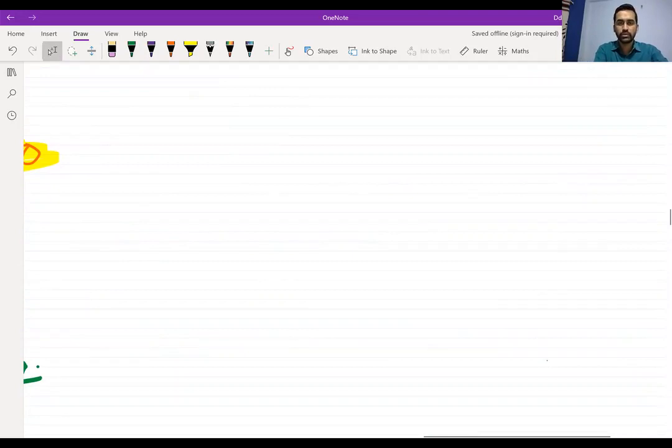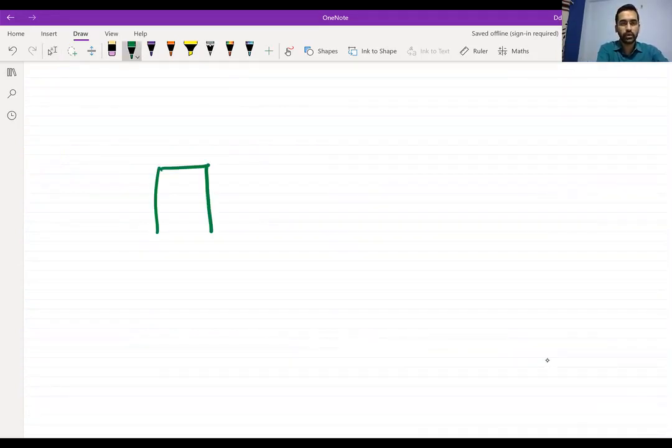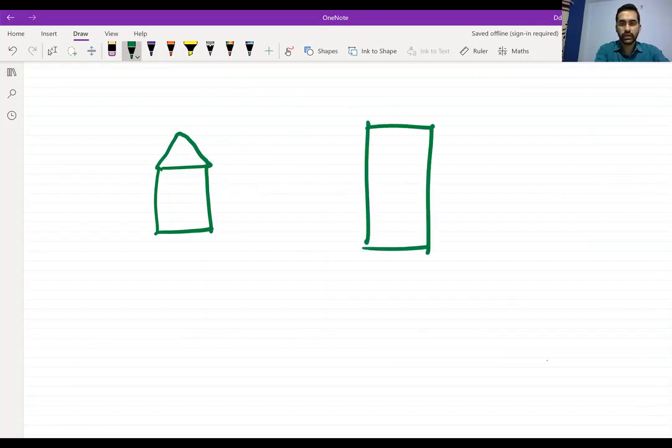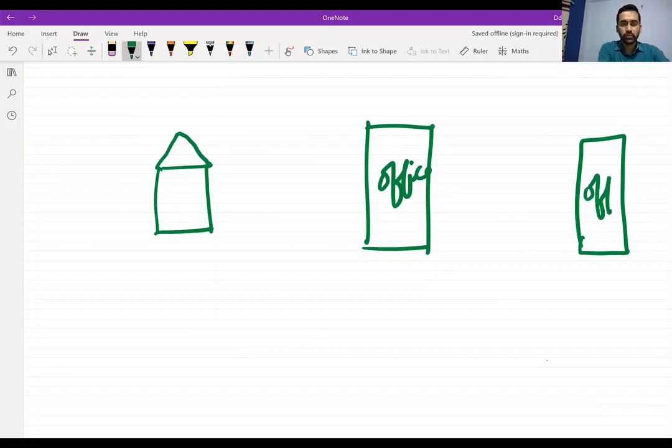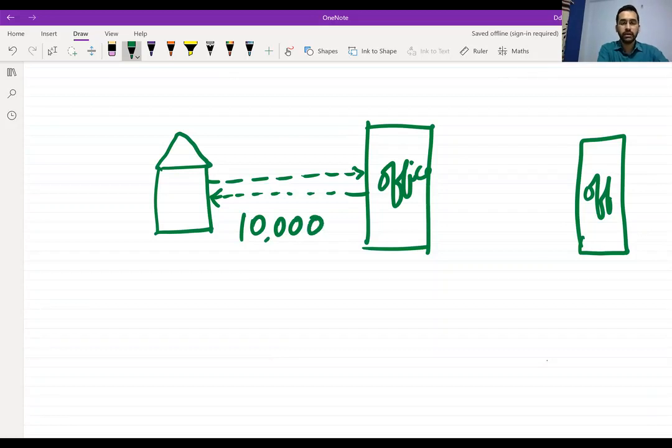Suppose this is my house. I stay here. This is my office where I am working right now. There is another office far away from this. Every day I am going here, working and coming back. I am earning 10,000 rupee monthly salary. My traveling cost is 1,000 rupee. Net, I have 9,000 rupee.